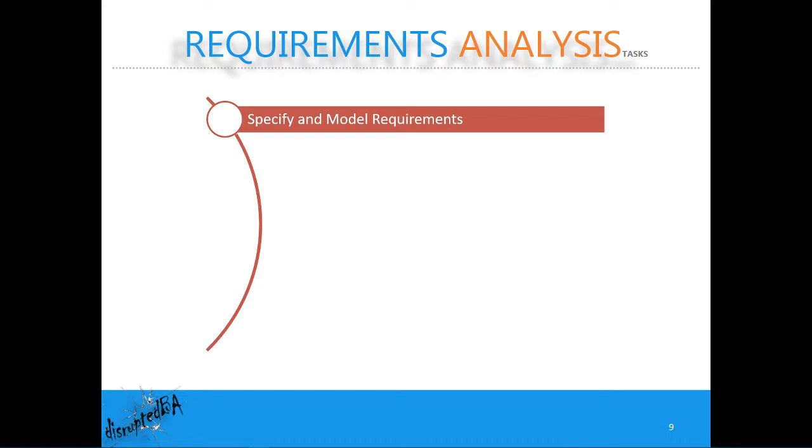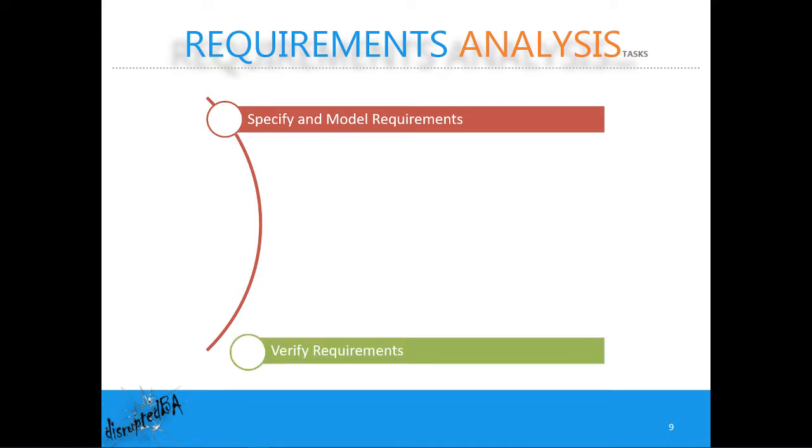Think of this as taking a deck of cards and spreading them out on a table, and then turning them all right side up so we can see what we have. Okay, and then we can see we have a complete suite of hearts, and we have a joker, and we have all the queens, and we have the kings, and things like that. This is typically what you do in the specify and model requirements task.